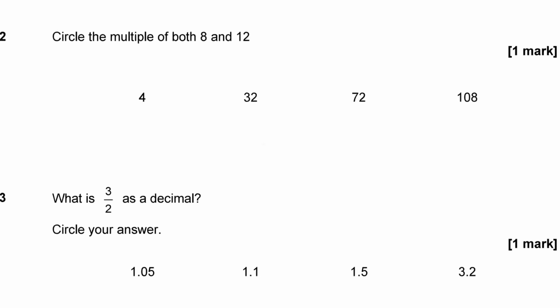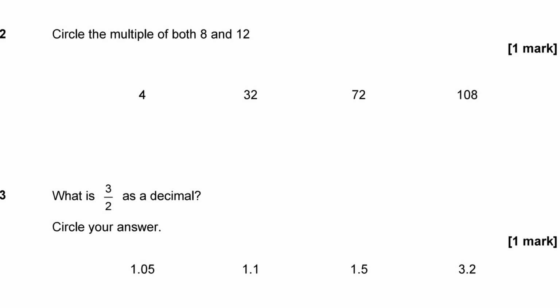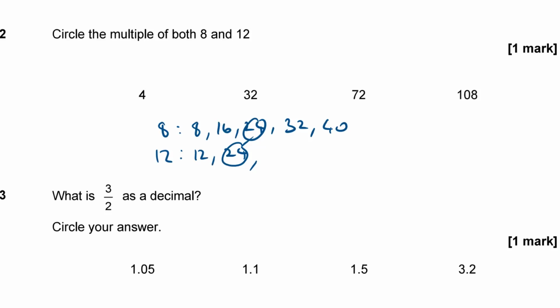Circle the multiple of both 8 and 12. If I start listing out numbers in the 8 times table: 8, 16, 24 and so on. And do the same thing for 12: 12, 24. Look, we've got one that's matched up there, but 24 isn't one of my options, so it must be one a bit higher up. So let's add a few more to the list: 24, 32, 40.